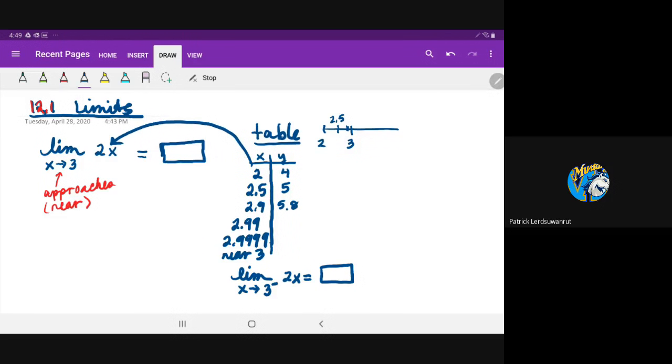Okay. So 2.9 times 2, 2.98. I'm sure somebody can figure this out for me, but it's okay. Okay, so let's see. Where's my calculator? Okay, so this is 2.99 times 2, which is 5.98.